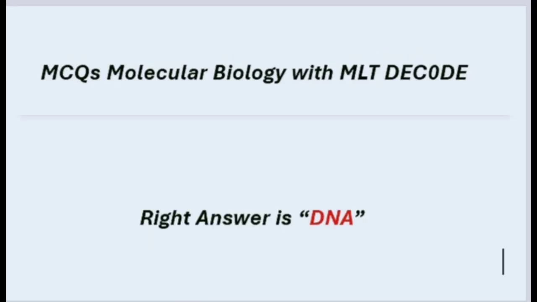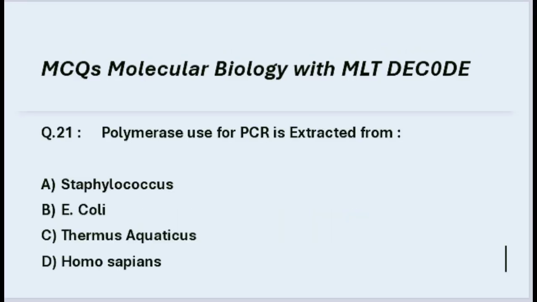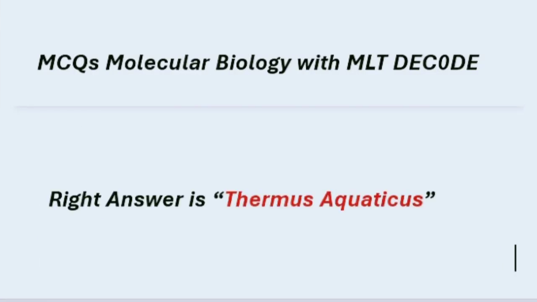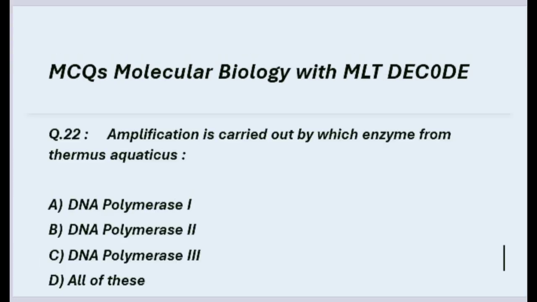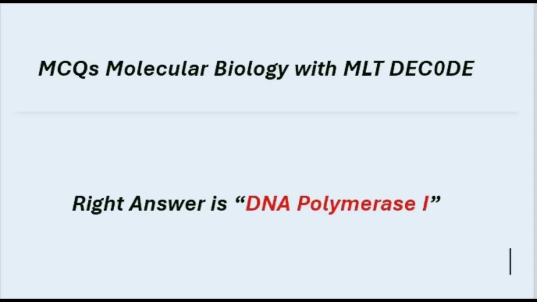The next is: the polymerase used for PCR is extracted from Staphylococcus, E. coli, Thermus aquaticus, Homo sapiens. The right answer is Thermus aquaticus. Next is: amplification is carried out by which enzyme from Thermus aquaticus? DNA polymerase 1, DNA polymerase 2, DNA polymerase 3, or all of these? Right is DNA polymerase 1.